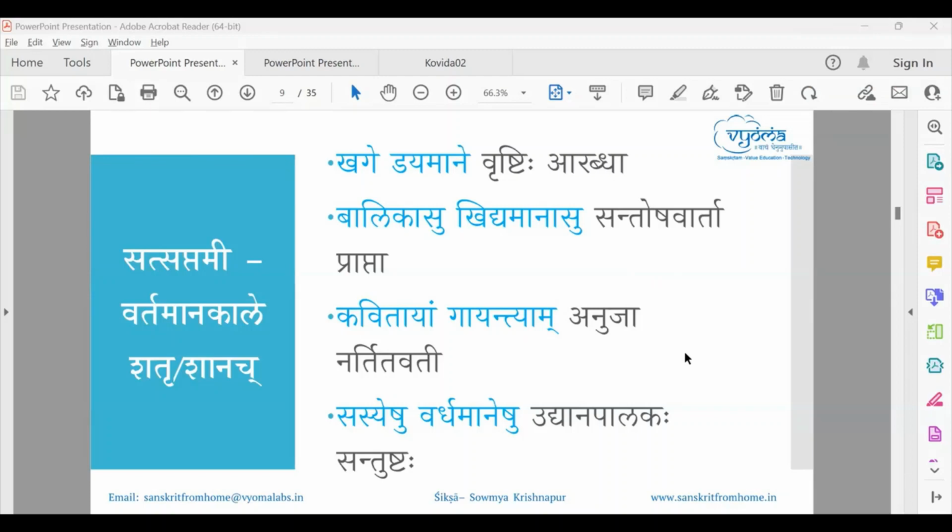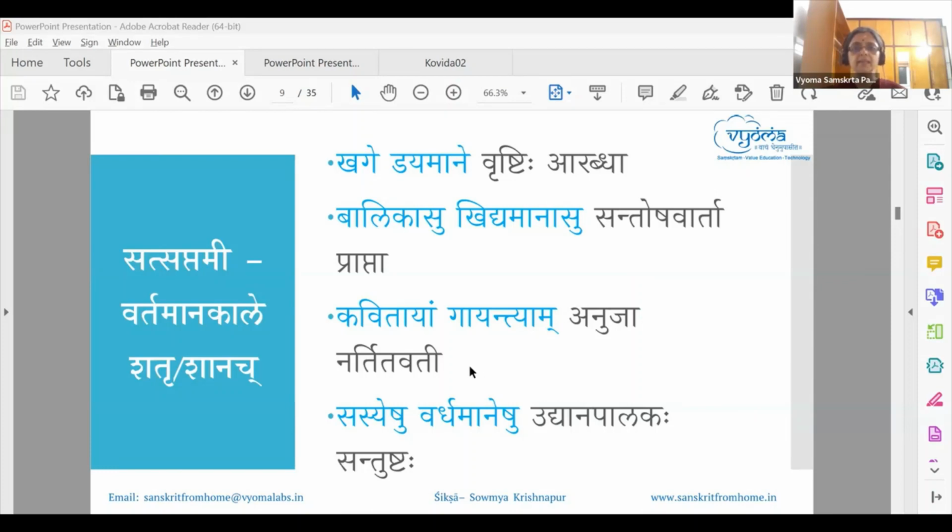Kavitayam gayantyam anuja nartitavati. Anuja, that is the younger sister, was dancing when Kavita was singing. Yes. Kavitayam gayantyam. Gayanti, in Saptami it is gayantyam. Anuja nartitavati. She danced.